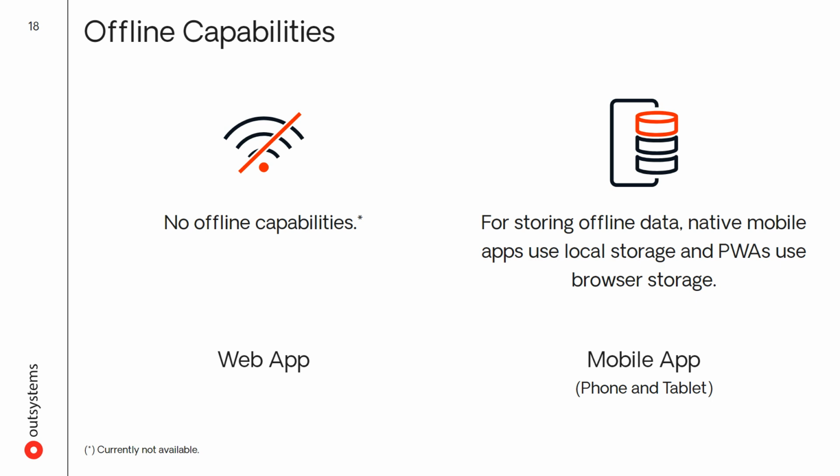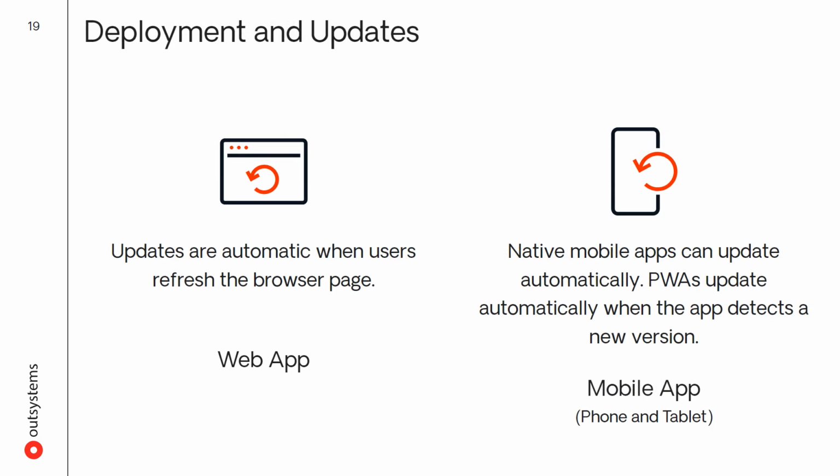Is offline a requirement for you? If yes, then you should go with a mobile app. Currently, web apps have no offline capability. Native mobile apps and PWAs both support offline data storage. The way you deploy to give users the latest and greatest version of your app is also different. With web apps, users have to refresh the browser page, while mobile apps allow for automatic update mechanisms.